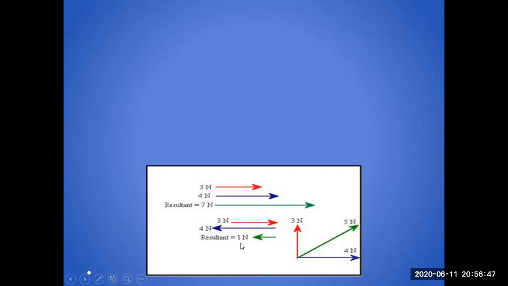So here is another example. If there is 3 Newton and 4 Newton acting to the opposite side, exactly opposite, we will find the difference of these two because they are on opposite sides. It will be 1 Newton. But if there is 4 Newton, here it is 3 Newton, then here it is 5 Newton. We will add these two. We will find out the third one.